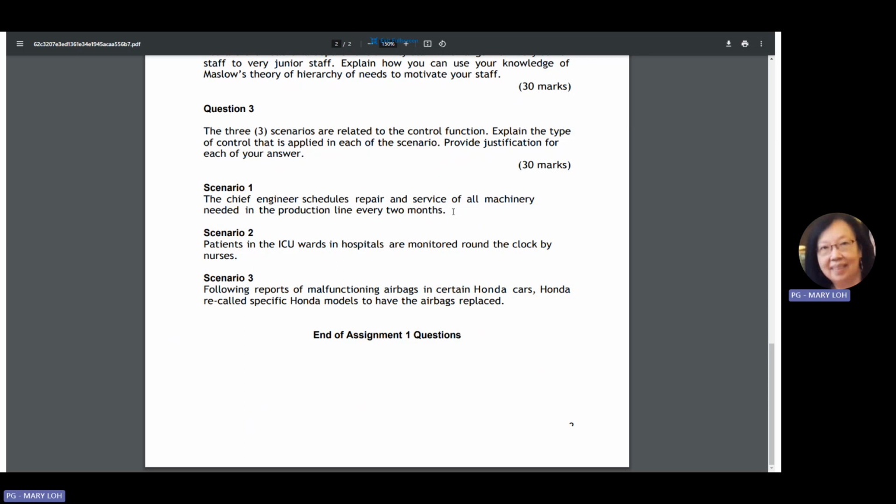So you are trying to prevent the consequences of machinery breaking down, the problems that breaking down of the machinery will cause. You don't want that thing to happen. You carry out the maintenance regularly.